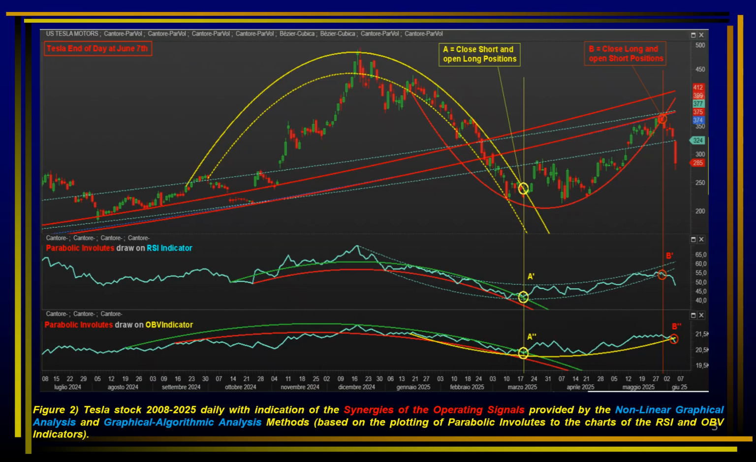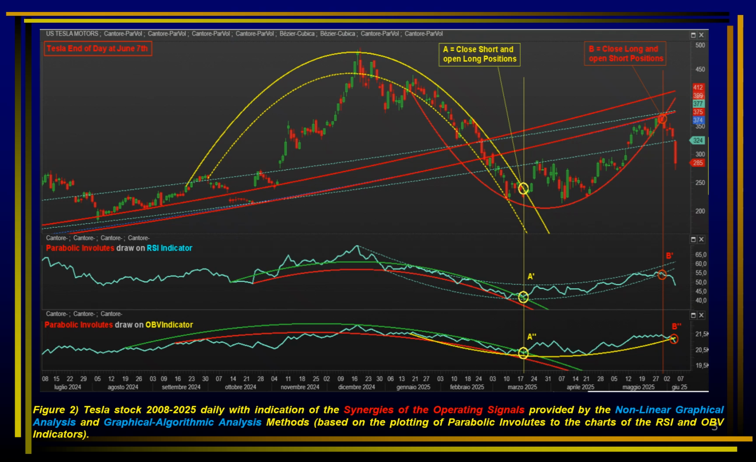Figure 2. In terms of nonlinear graphic analysis, the use of parabolic involutes is particularly interesting and useful as they can be traced both on the chart of the financial market in question but also on the chart of one of its algorithmic indicators, obviously capturing different signaling contents from the two types of applications. On the basis of the fact that, albeit in a joking and goliardic tone, parabolic involutes are common trend lines a little curved.